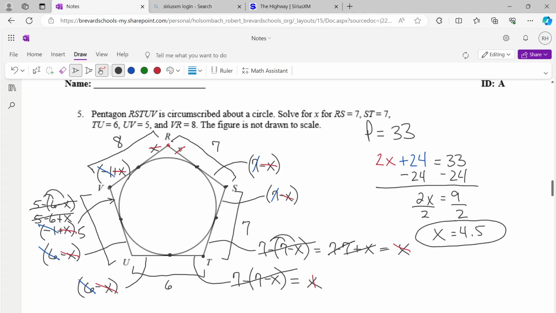The key is to stay organized, working around the pentagon. And the other key is that when you have a whole number minus a binomial, you've got to distribute. All right? A whole number minus a binomial, you have to distribute. And then just try to stay as organized as you can as you are combining your like terms.